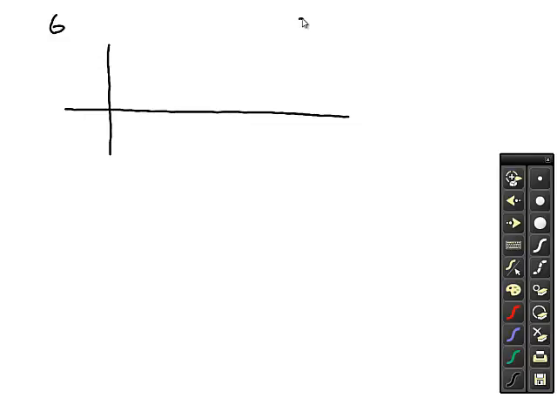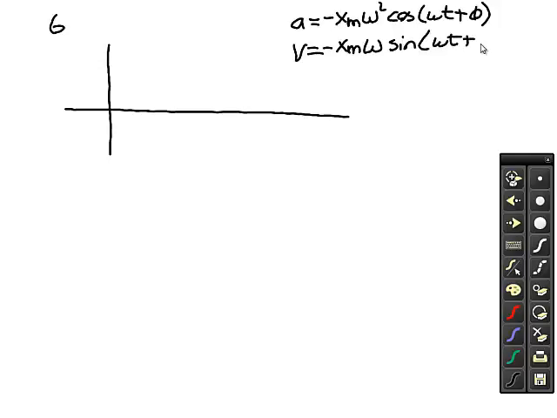All right. Acceleration. The equation for acceleration is what? Omega squared, yes. And then all this other stuff back here. And then the velocity is negative x sub m omega, sine of omega t plus phi. So what's going on here is that the acceleration is a negative cosine function. So a cosine function usually starts here and does its thing. So we have to start it here and have it do its thing.